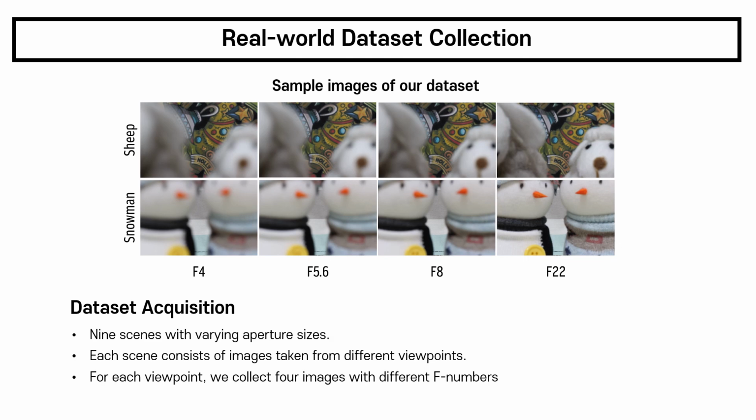To rigorously evaluate our proposed method, we construct a dataset of 9 scenes with varying aperture sizes. Each scene consists of images taken from different viewpoints. For each viewpoint, we collect 4 images with different f numbers. Check the sample images of the given f number in the figure.